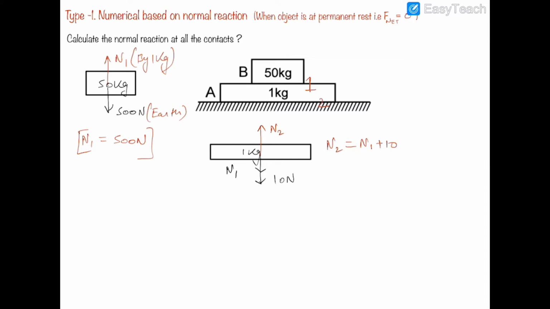It is not given in the question that the net force on these is 0. It is obvious that we can see that these are not moving in any case, so the net force will be 0 on these blocks. So N2 will be equal to N1 plus 10, and N1 is equal to 500, and this 10. So N2 will be equal to 510 Newton. This N is Newton and this is the normal reaction force. So we have calculated these normal reactions by the approach of free body diagrams, and in these kinds of problems the net force on the objects is 0.